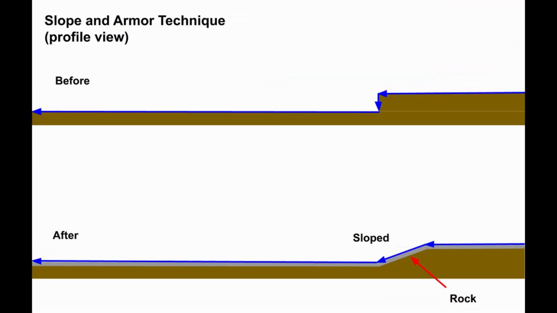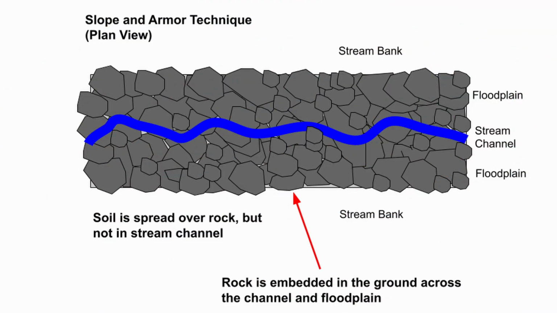This drawing shows a typical profile view of a head cut controlled using the slope and armor technique. The step of the head cut has been sloped and armored with rock to control erosion. Here's a plan view showing the slope and armor technique for controlling a head cut. A wide floodplain was shaped for the stream. Rock is embedded in the ground across the width and the length of the floodplain. Soil has been spread over the rocks so plants will grow.